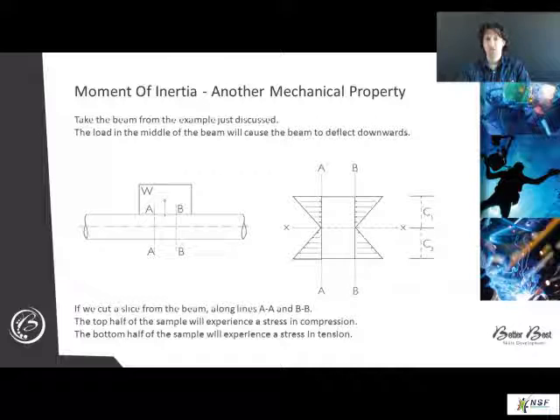So why does the shape affect the stresses on the materials? Take the beam from the example just discussed. The load in the middle of the beam will cause the beam to deflect downwards. If we cut a slice of the beam along lines AA and BB, the top half of the sample will experience a stress in compression. The bottom half of the sample will experience a stress in tension.